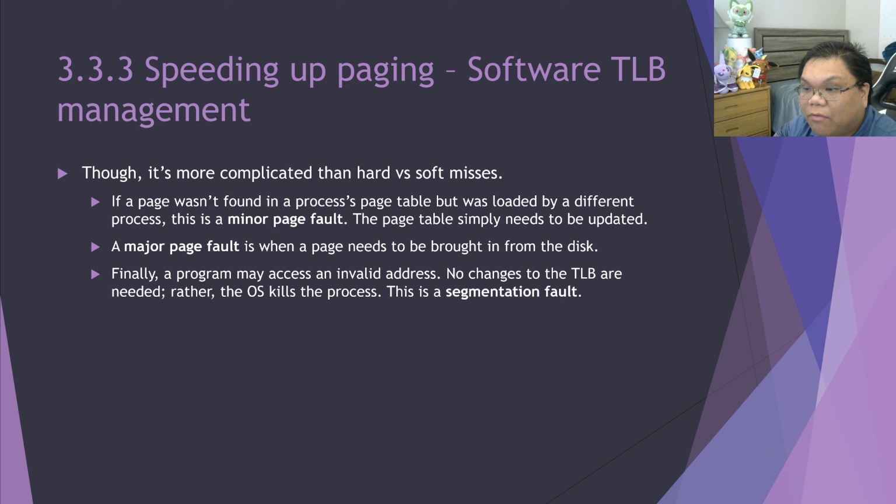If a page wasn't found in a process's page table, but it was instead loaded by a different process, then that is a minor page fault. We just simply need to update the page table. A major page fault is when a page needs to be brought in from the disk. Finally, there is a third type of fault. A program may access an invalid address. No changes to the TLB are required. Rather, instead, the OS just flat out kills the process. You may know this as the seg fault, the segmentation fault.